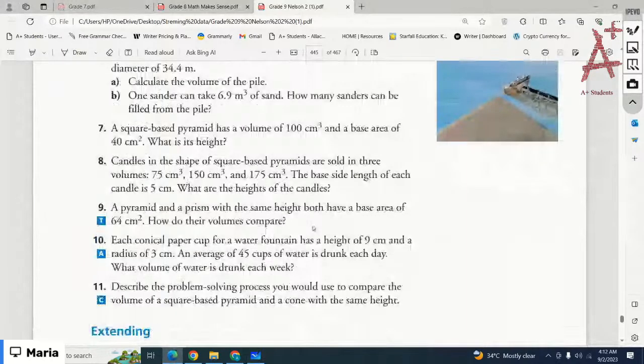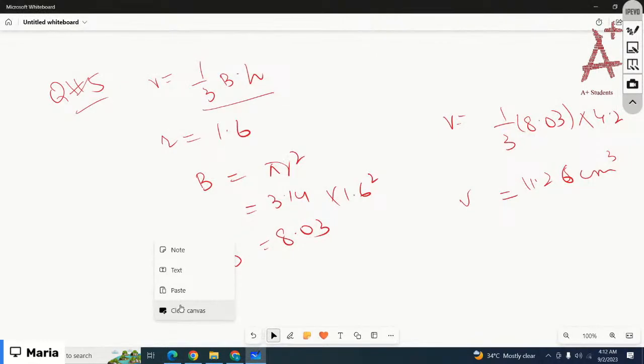A square pyramid has a volume of 100 centimeter cube and a base area of 40 centimeter square. What is its height? So you have to calculate the height. You are given the volume and the base area. You have to calculate the height, right? The volume is 100 centimeter cube and the base area is 40 centimeter square.